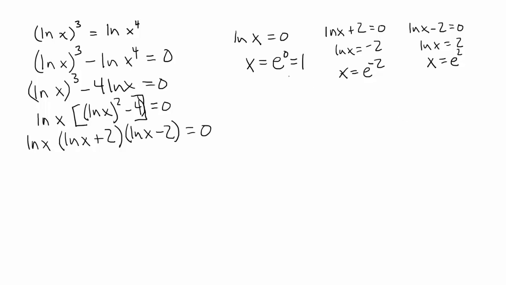So our solutions are going to be 1, e to the negative 2, and e squared. And all of the answers are positive, so they work in both of our ln's.